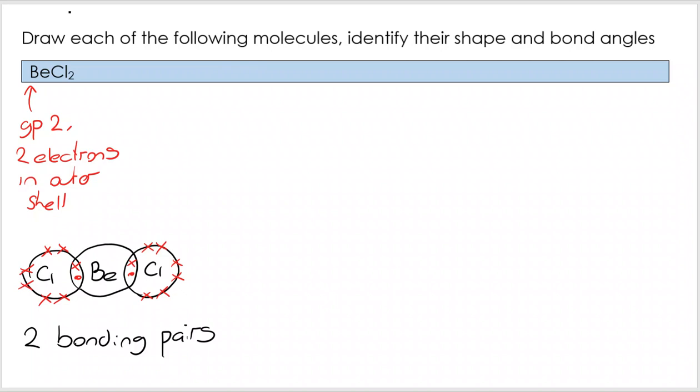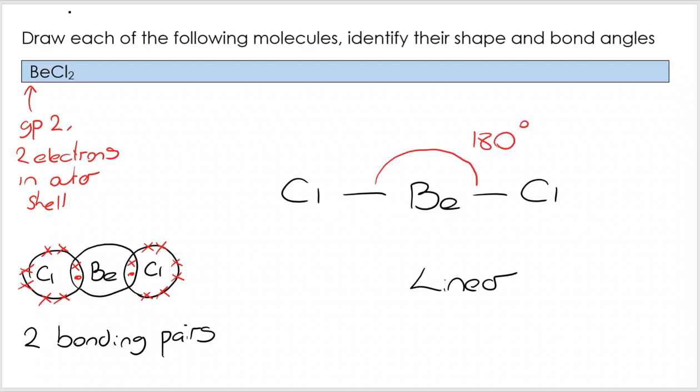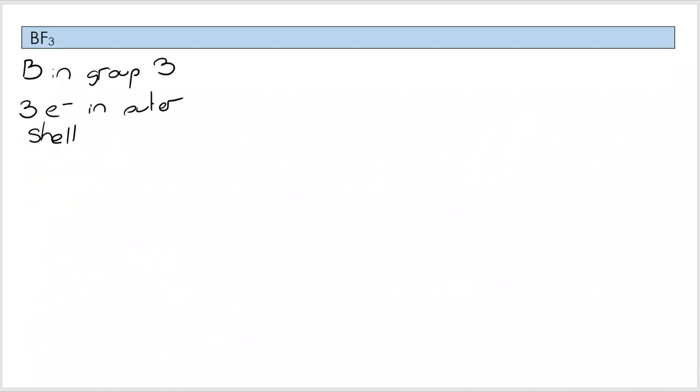Now, if I've got 2 bonding pairs, I go back to my table and I know that my shape is linear. And if I know that it's linear, I can draw it as a linear structure. And if it's linear, I know the bond angle is 180. So now let's try another example, BF3. And I've started you off.